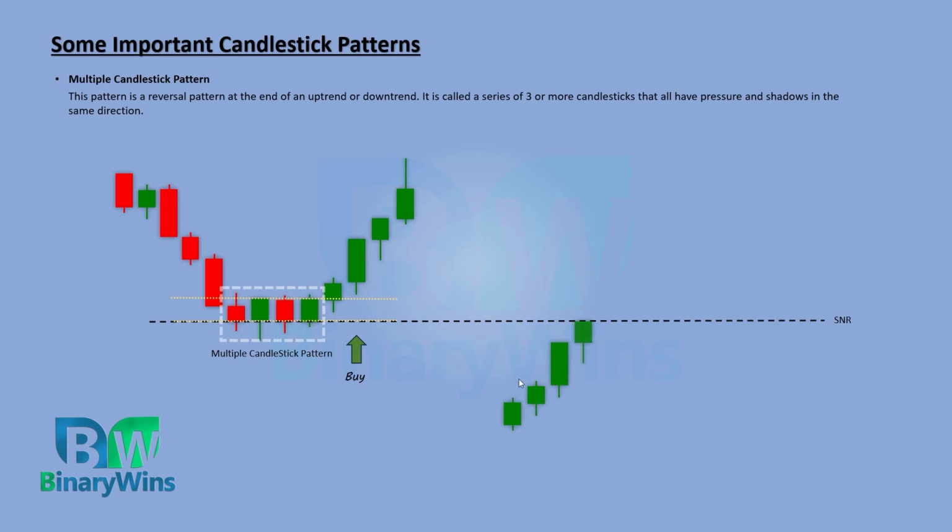Similarly, at the end of an uptrend, when several candles are formed in a straight range with pressure and rejection from the level, we wait for the trend to reverse and the first candle to cross this straight range, and then we can enter a lower trade on the next candle.